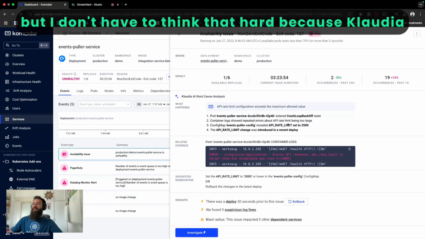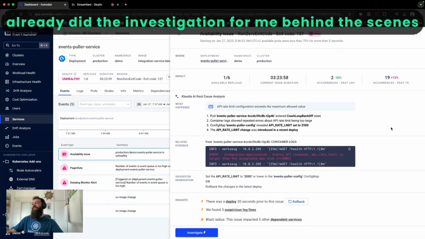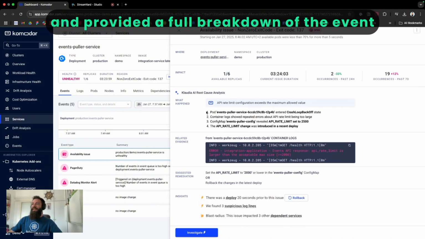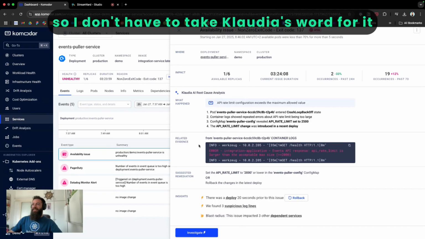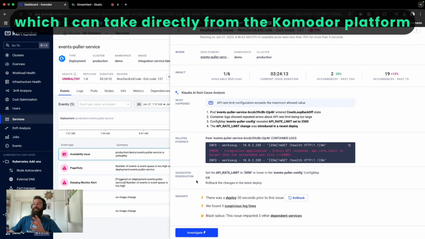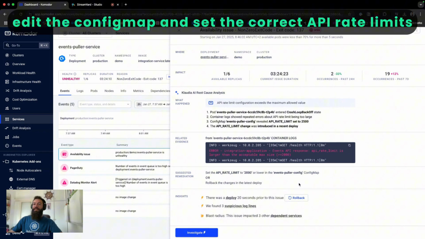because Claudia, Komodor's AI agent, already did the investigation for me behind the scenes and provided a full breakdown of the event, related evidence, so I don't have to take Claudia's words for it, and suggested remediation, which I can take directly from the Komodor platform. In this case, I can either roll back this problematic deployment or edit the config map and set the correct API rate limit.